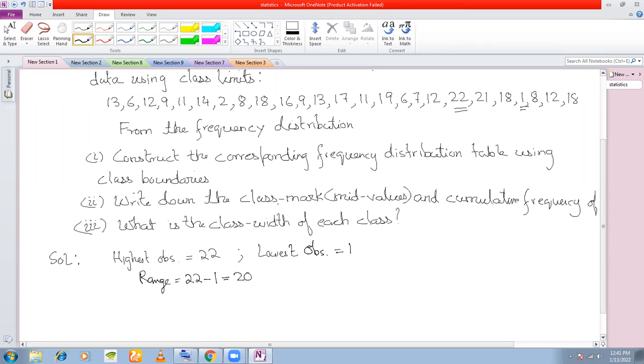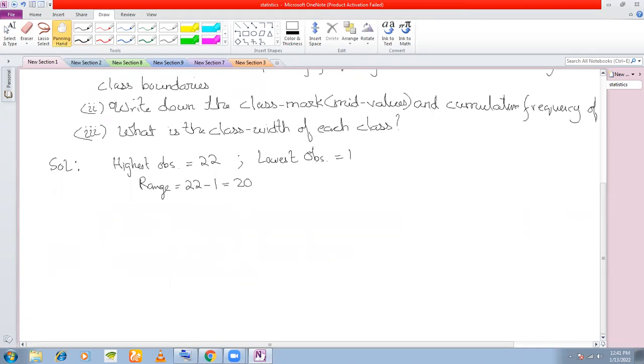Now this 20, we are going to group. And how are we going to group? You can group this from, let's say, 1 to 10, and then 11 to 20, and then 21 to 30. Can we do this? Because the highest data is 22, so 22 comes within this group, right? And the lowest is 1, so 1 will come here, isn't it? So all the data will be grouped under these three, right?